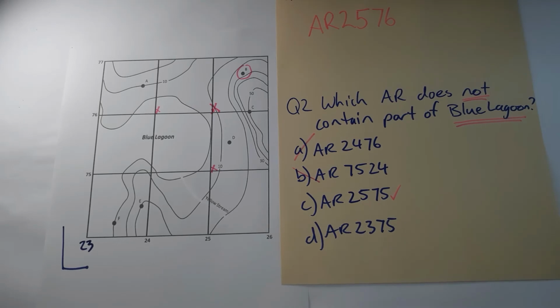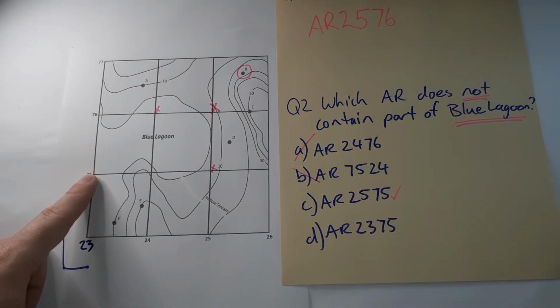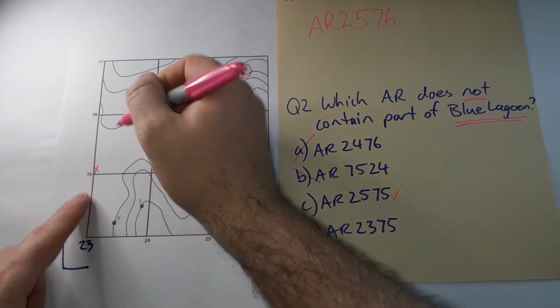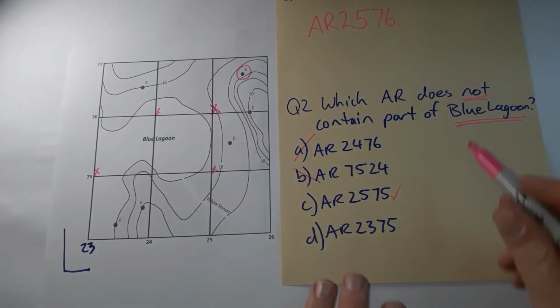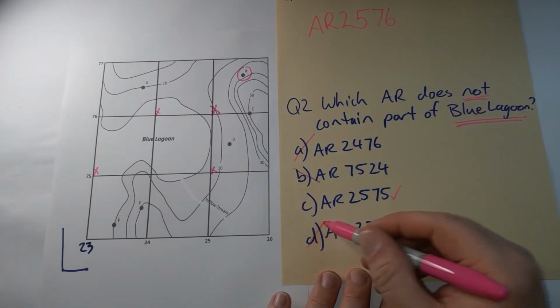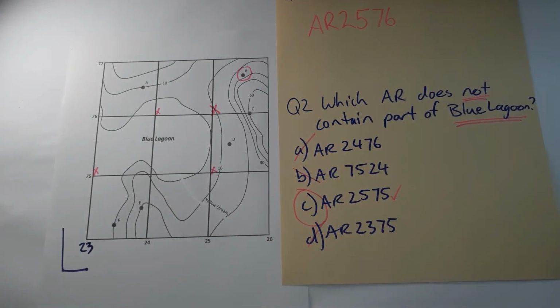So I go across to 23, which means I don't actually move at all. And then I go up to 75. I am now in the bottom left-hand corner of this square, which is almost entirely shaded in white. So it does contain the lagoon. So out of all these answers, I would go with C. That's it.